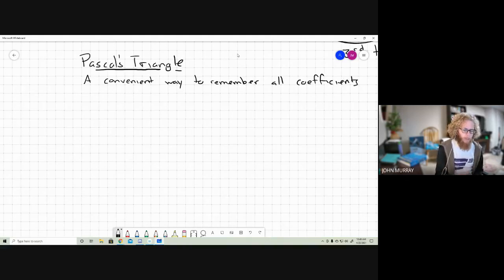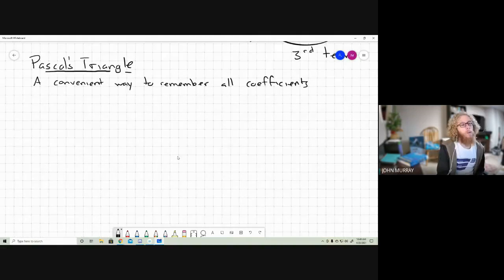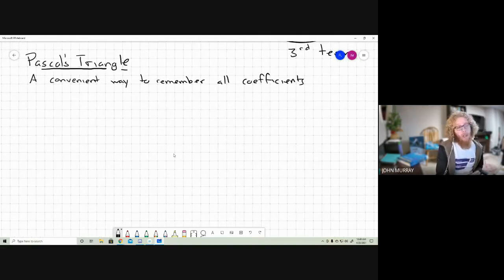So first I'm going to give you the triangle. Then I'm going to explain to you how we get the triangle. And then I'm going to explain to you how we connect the triangle to our coefficients, our binomial coefficients.